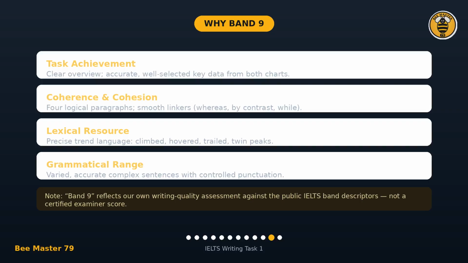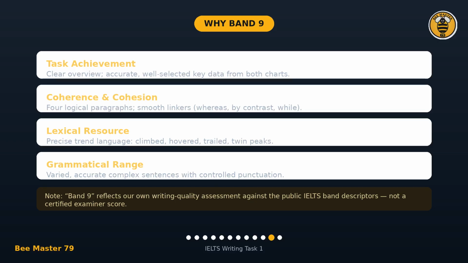Why is this a band 9 answer? Task achievement: a clear overview and accurate, well-selected data. Coherence: logical paragraphs and smooth linkings. Lexical resource: precise trend vocabulary like climbed, hovered, and trailed. And grammar: a range of accurate, complex structures.